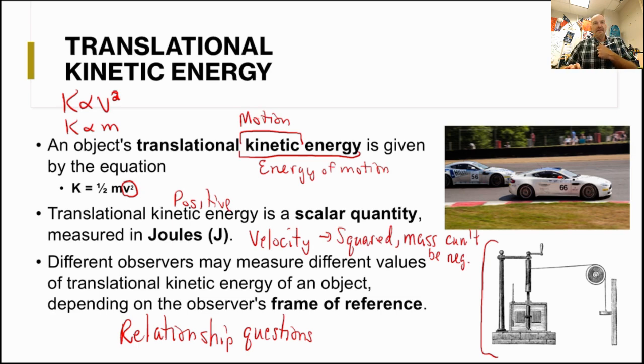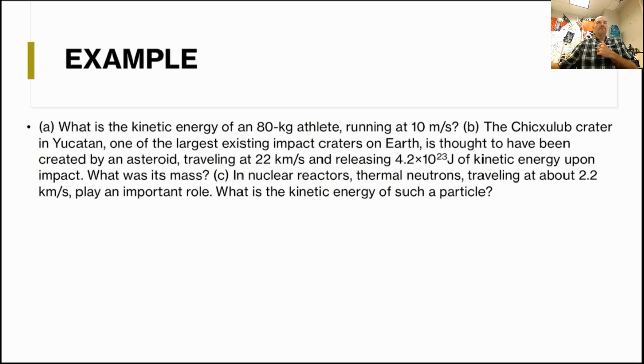All right, so let's look at an example problem. We have 3 parts here, all looking at kinetic energy, with different things that we're looking at. One, we're going to find the kinetic energy of an athlete. The next thing we're going to figure out is the mass of this impact crater's asteroid, the one that hit it. And then we're going to look at the kinetic energy of a neutron in a nuclear reactor. So we're going to separate this into 3 sections.